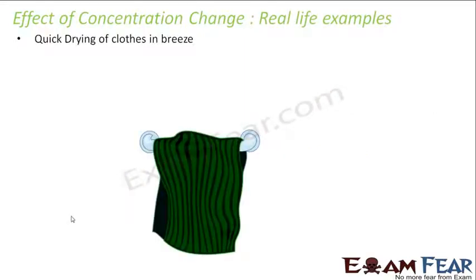We'll take some real life example. You must have observed that when you keep clothes for drying in the sun, if there is a breeze, with air blowing at very fast speed, the cloth gets dried easily. Why? Have you ever thought why?